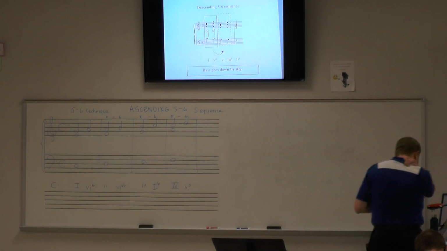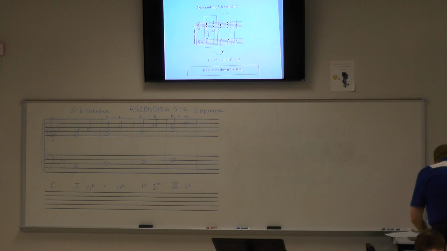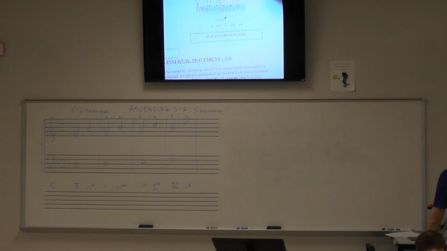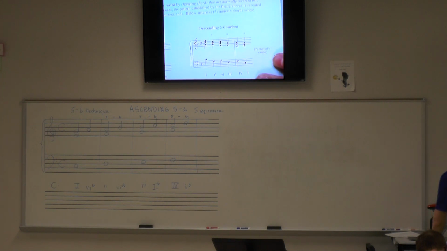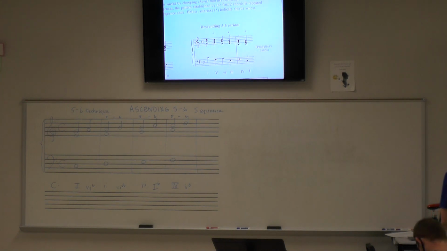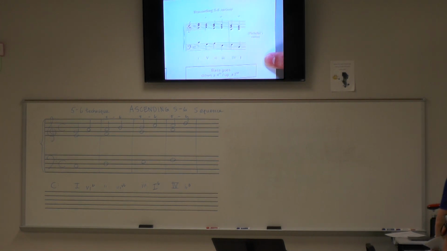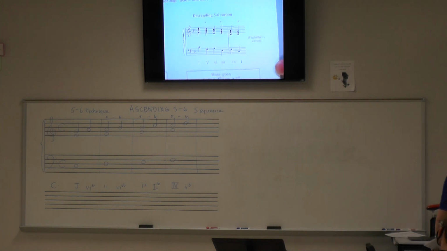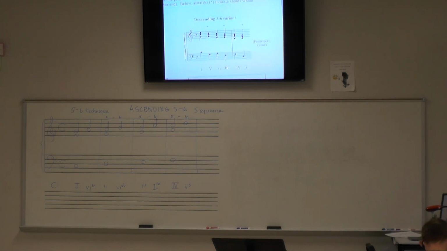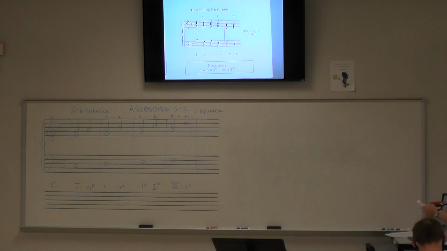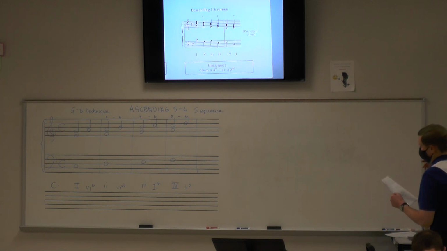Okay. Finally, like the ascending 5/6 sequence, the descending 5/6 sequence can be varied by placing every chord in root position. And then this sequence is called the descending 5/6 variant, with every chord in root position. Descending 5/6 variant sequence.